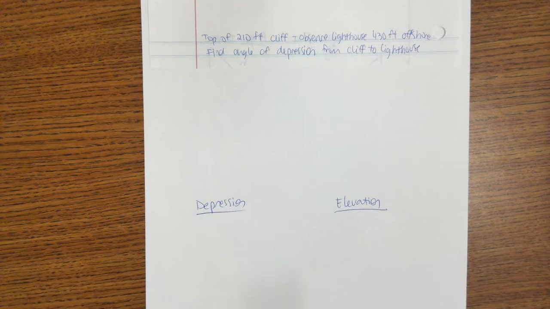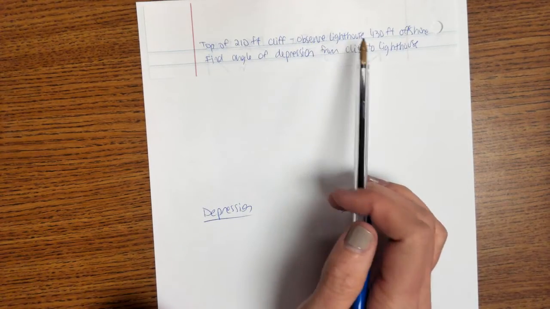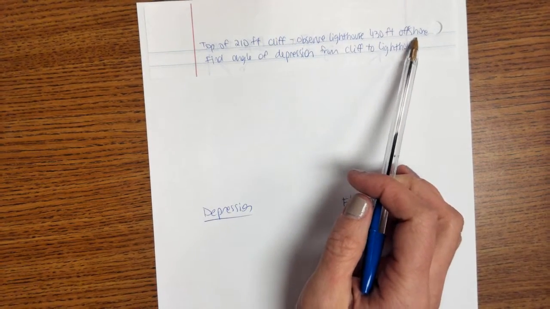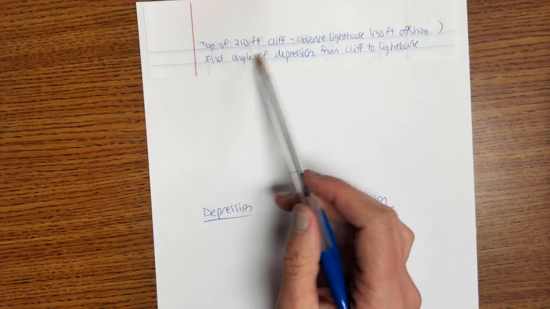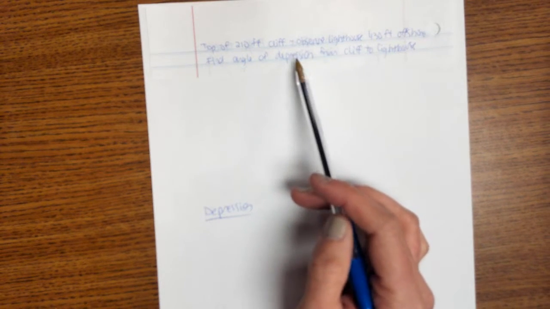Okay, so now looking at our word problem, we're looking at a 210-foot cliff. We're at the top of it. We're trying to observe a lighthouse that's 430 feet offshore. We want to find the angle of depression from the cliff to the lighthouse. So we've got to understand what that's actually asking us to find.